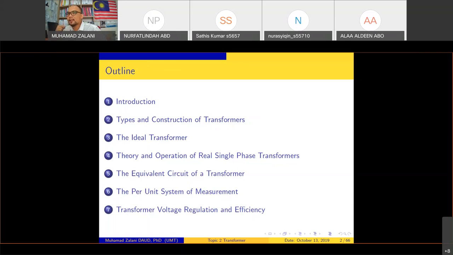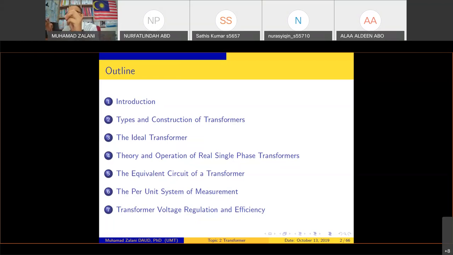And then the third one is the ideal transformer. Ideal means, as written in my lecture notes that I've shared with you, ideal means lossless. So we make an assumption that the transformer we have is ideal, which is we neglect or ignore some losses that occur in the real transformer, just for the purpose of calculation, right? To calculate the quantities at the input and output of the transformer, we have to make some assumptions. So we call it the ideal transformer.